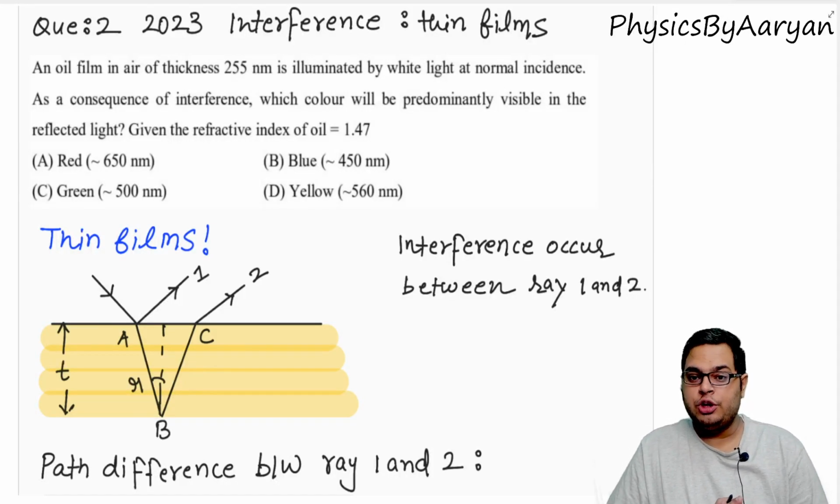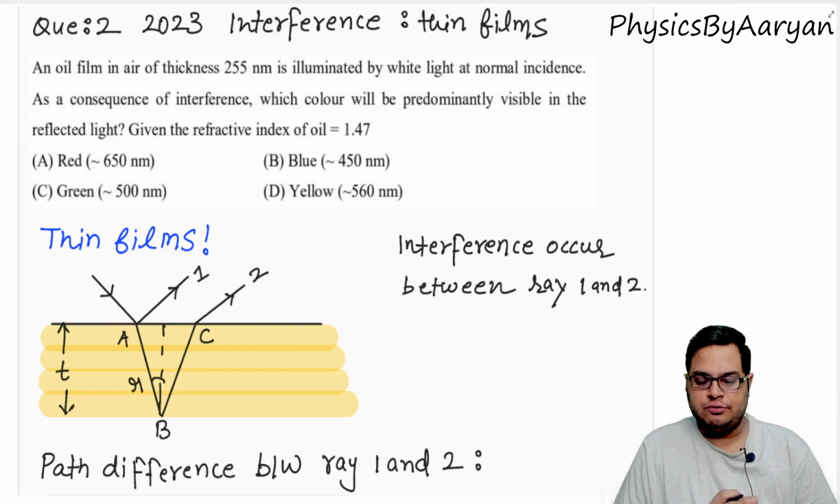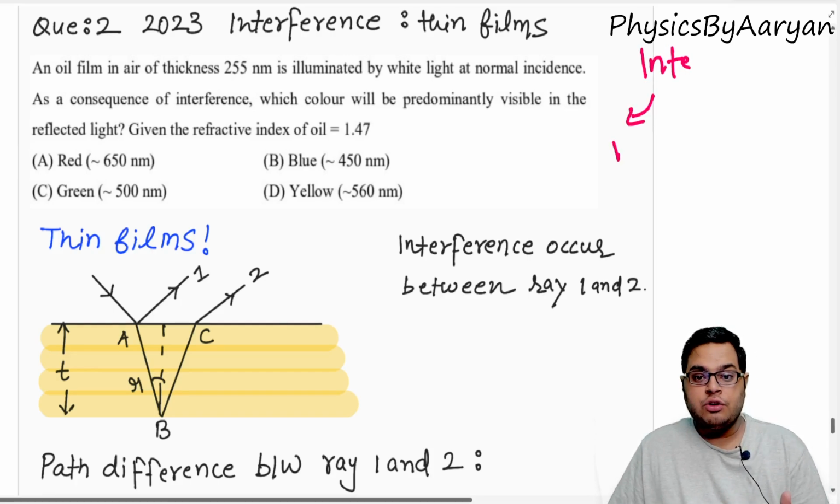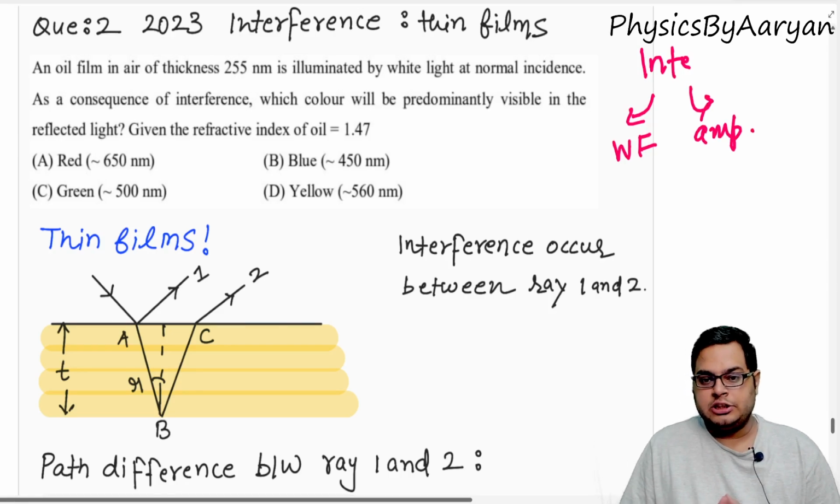And in this session, I'm going to discuss the second part of interference of light. In interference of light, we have two kinds of phenomena. One is division of wavefront and another is division of amplitude. Division of wavefront is Young's double slit experiment.